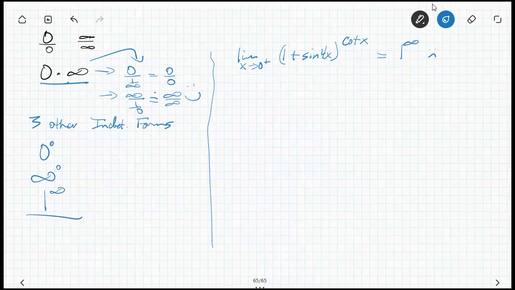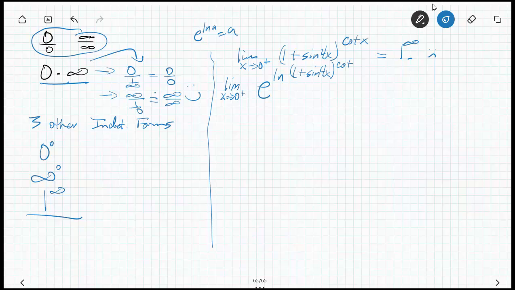All right, so watch what I do here. I know that I need to turn this into one of these, or I can't do anything. So watch what I do. I also know that e to the natural log of anything is that anything. True? So I'm going to rewrite this so that it looks like this. The limit as x approaches 0 from the positive side is equal to e to the natural log of 1 plus sine of 4x raised to the cotangent x.